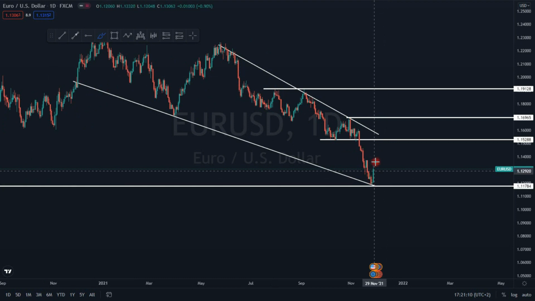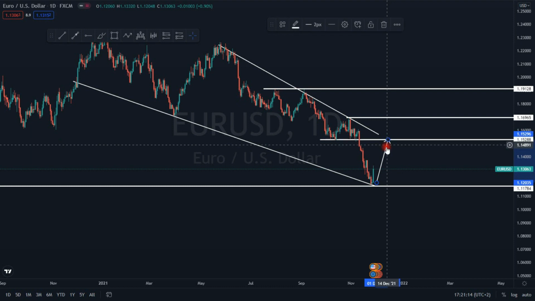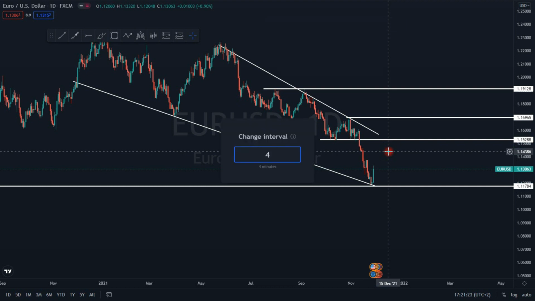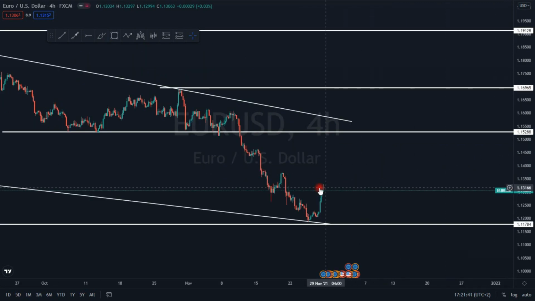So from here we might want to look for possibilities to the upside, and the reason why I'm doing these zones is because I want to know exactly where I am targeting my profits at this point. So I'll switch to a 4 hours time frame. What I'm seeing on the 4 hours time frame, you can see right there where the market is. I'm expecting to see the market going further up.